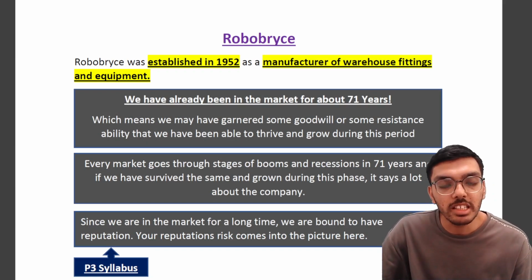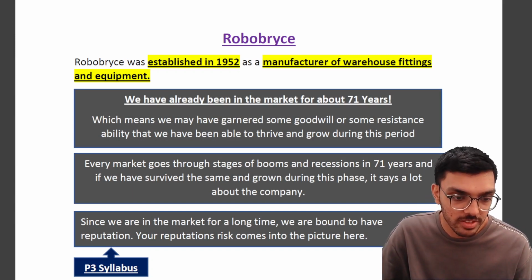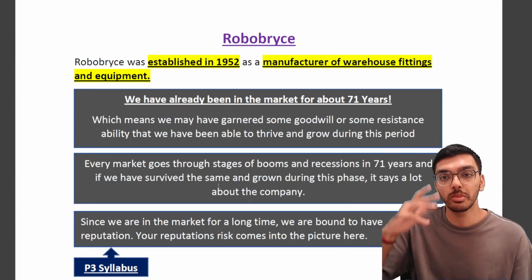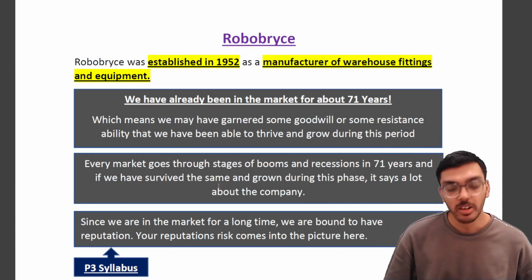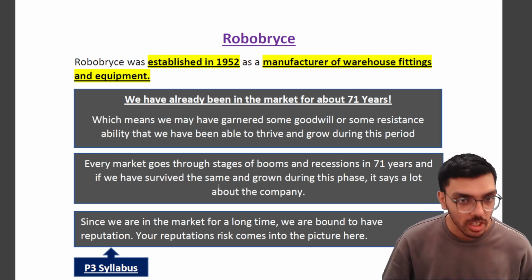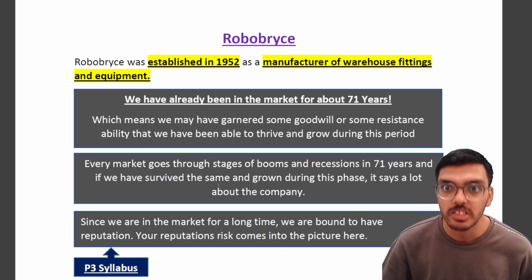Now we are finally starting to speak about our company, which is Robobryce. Up until now, we were under the umbrella of warehouse handling, where we learnt about storage options, picker to goods system, goods to picker system, and your warehouse management systems.